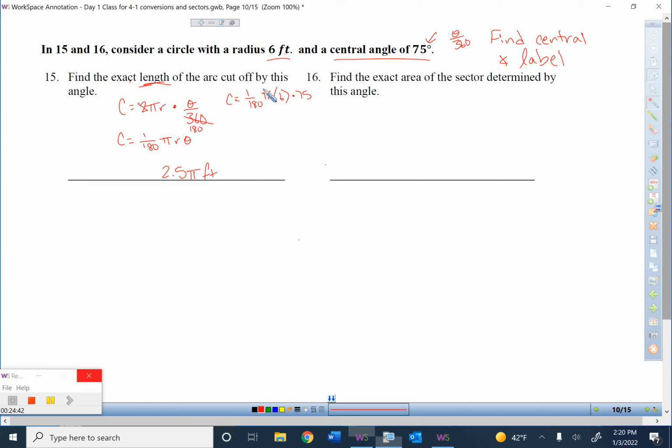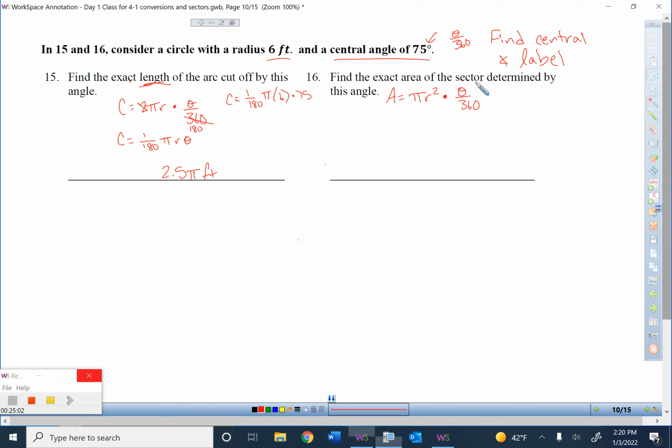Okay, next one is area. Okay, area is pi r squared. Again, it's a sector, so we're tacking on this piece. Okay, I want you to pause the video and try this one out for me, please.